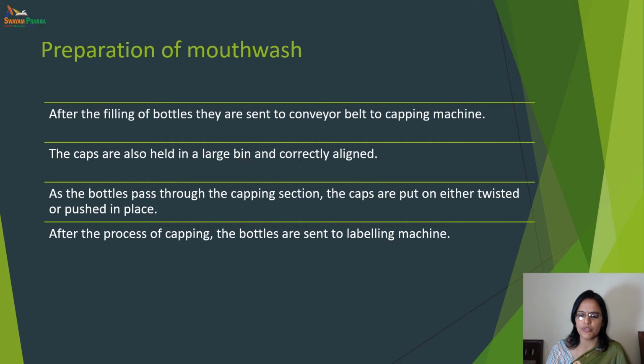So this way we have come to labeling from the preparation, from the raw material. We discussed what raw materials are used, how it is going to be formulated, what the process is, and then final mixing, quality control, and then filling, capping, and then labeling.